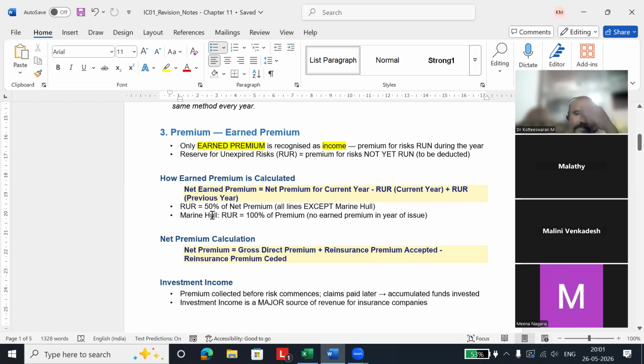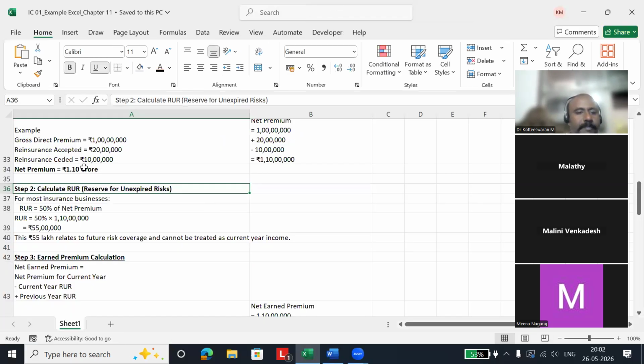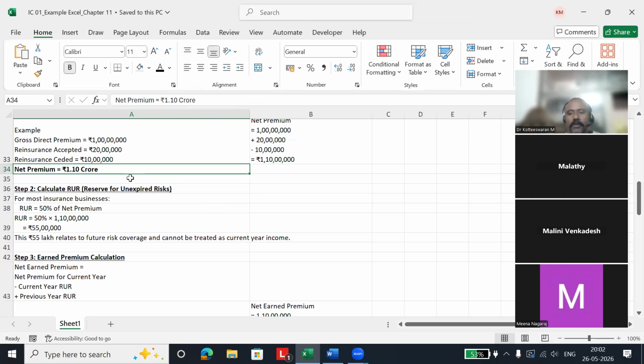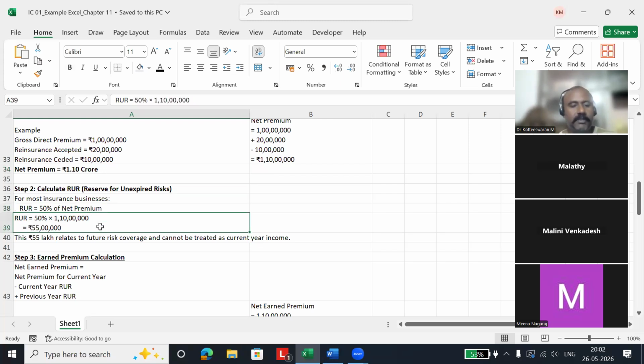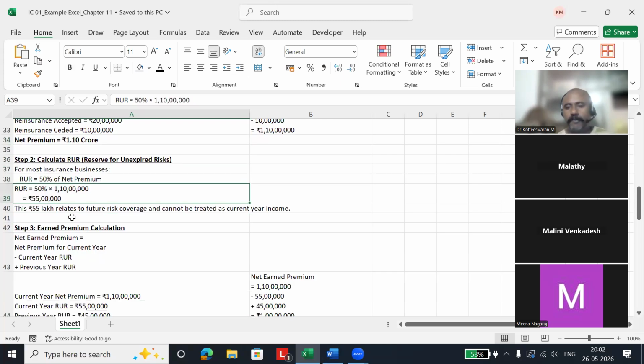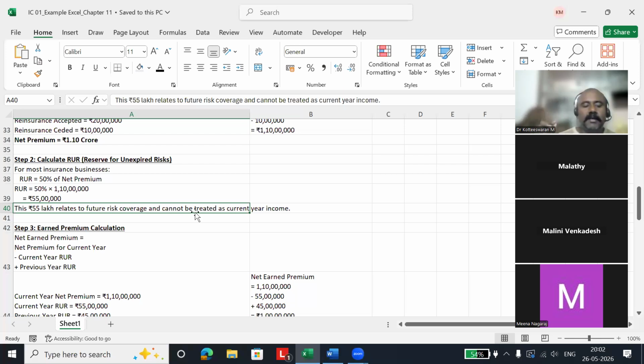That is different. For all other insurance, 50% they will keep it. For example, I am receiving, so இங்க பாத்தீங்கன்னா net premium 1 crore 10 lakh rupees is the net premium. So as per the standard calculation, it is 50%. So 50% of 1 crore 10 lakh is 55 lakhs. So 55 lakhs is the reserve for unexpired risk.